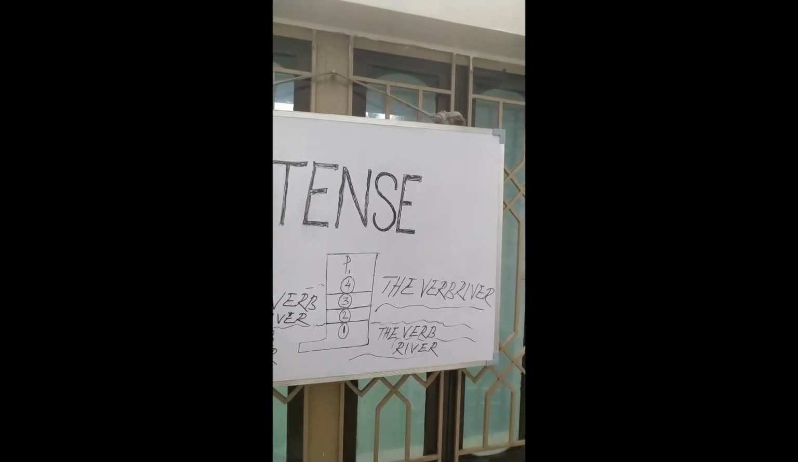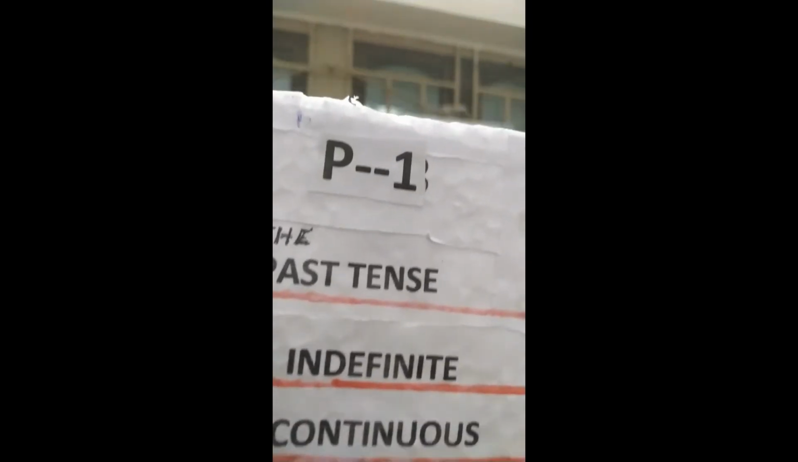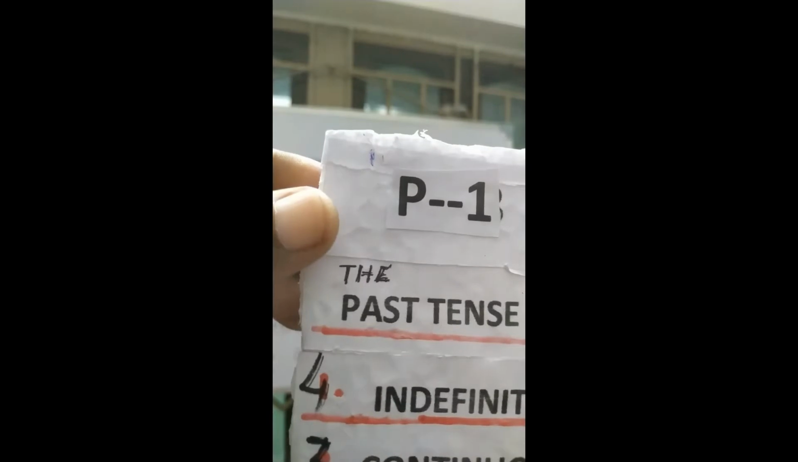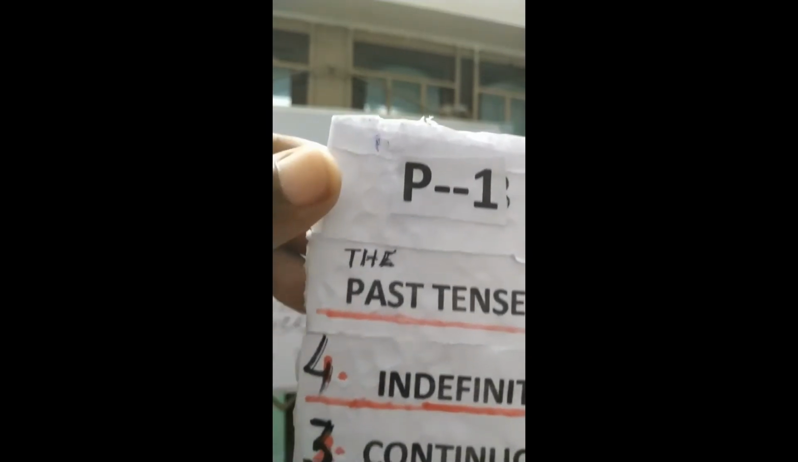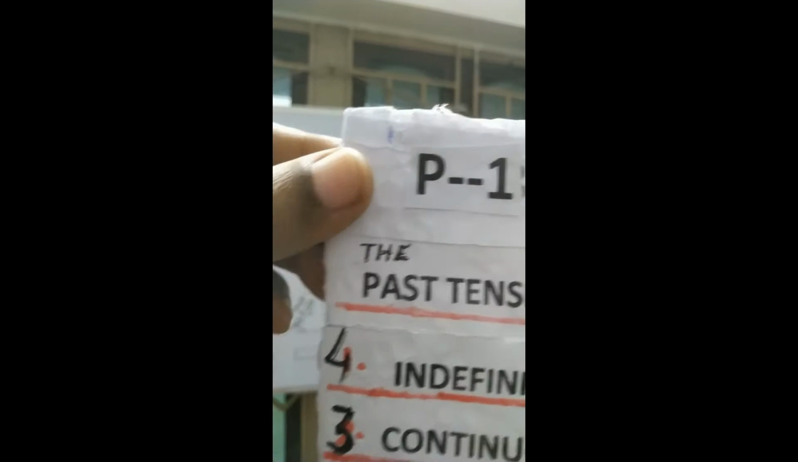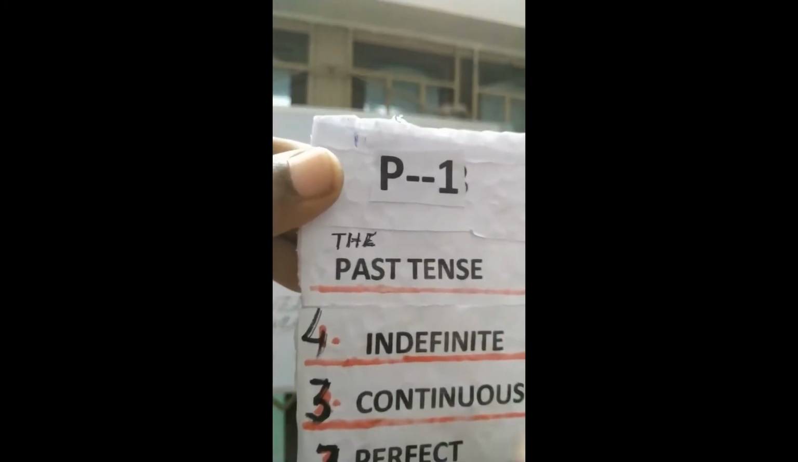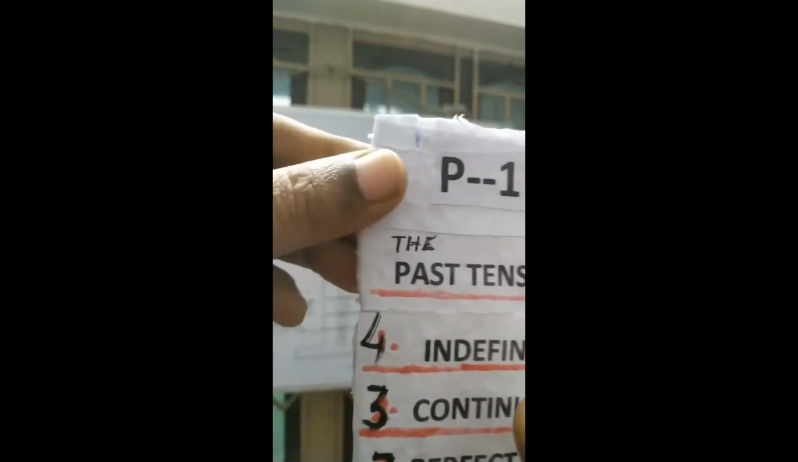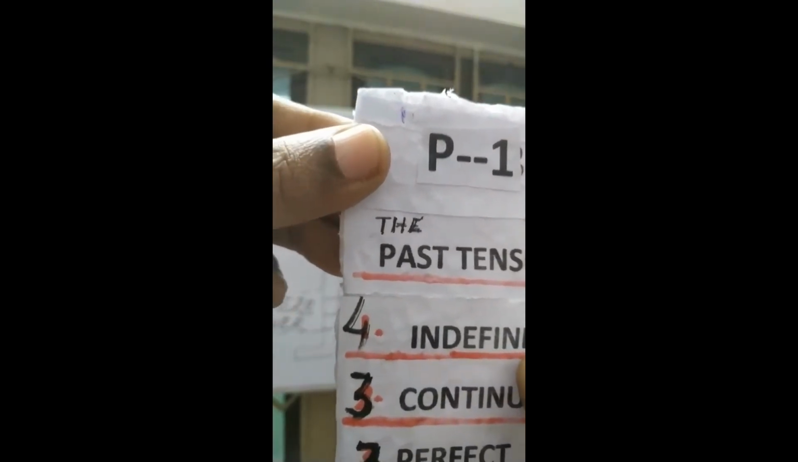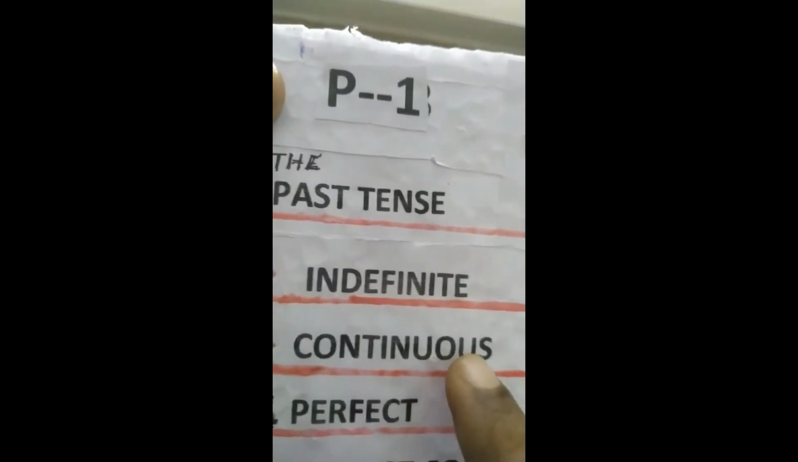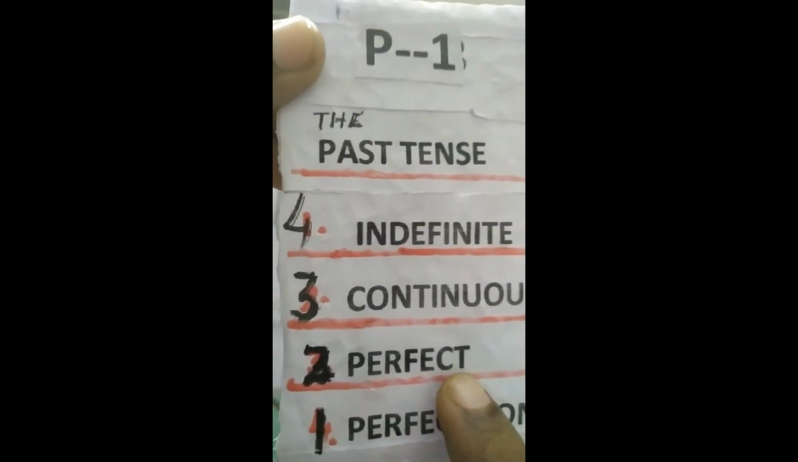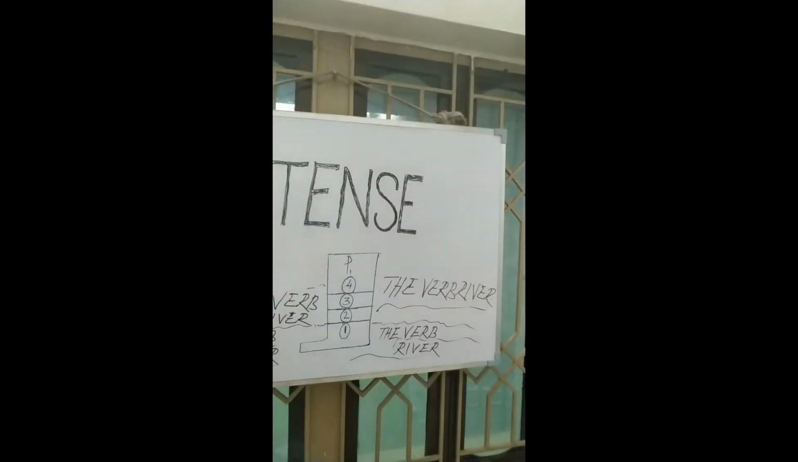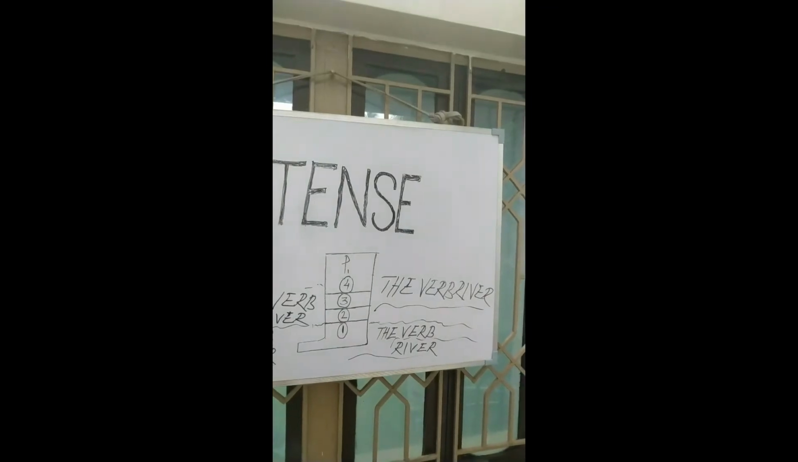Okay. Now I am going to show you the next pillar. This is the past tense pillar, and the pillar also consists of 4 parts. The names of the parts of the pillar are the indefinite, the continuous, the perfect, the perfect continuous. Okay.